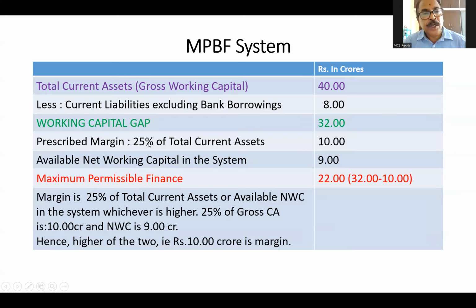The party's prescribed margin is 25% of total current assets. It is the prescribed margin under this method. Total current assets, or gross working capital, here is 40 crores. Out of this, 25% is margin. That means 25% is 10 crores. So 10 crores is margin. 32 crores is the gap, and out of 32 crores the party has to bring 10 crores as his margin. Then 22 crores is maximum permissible bank finance.